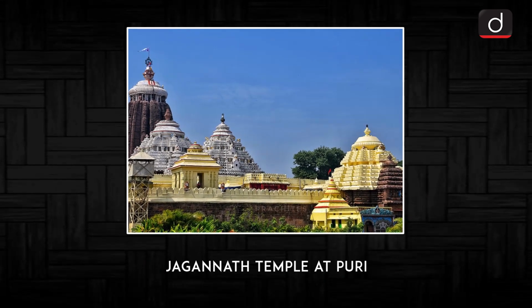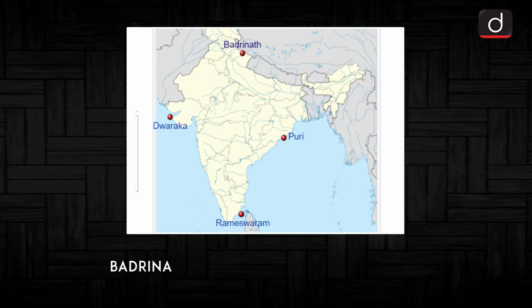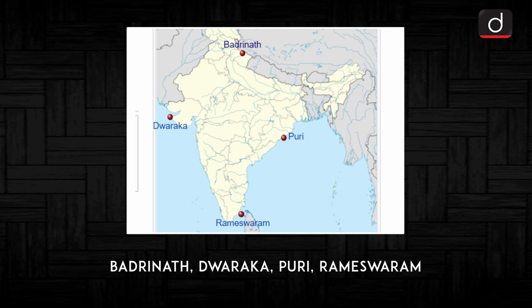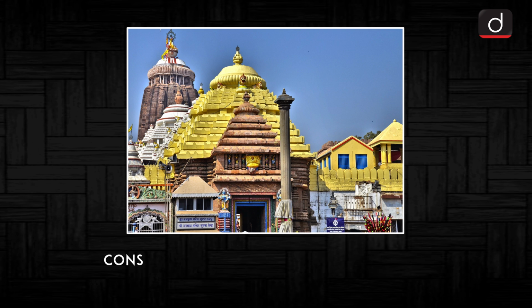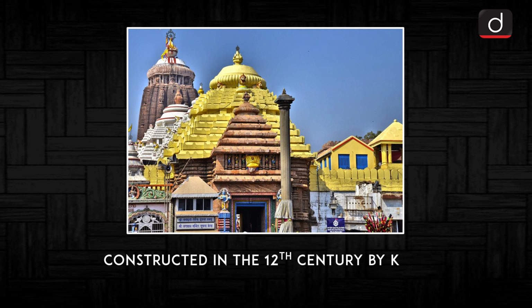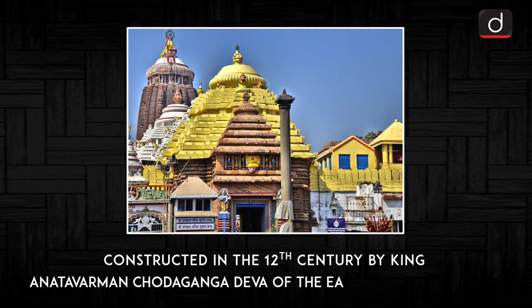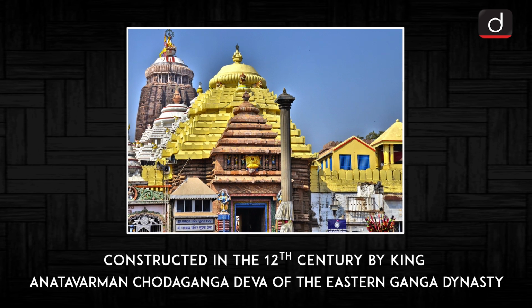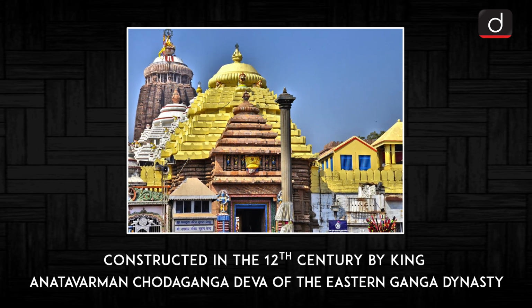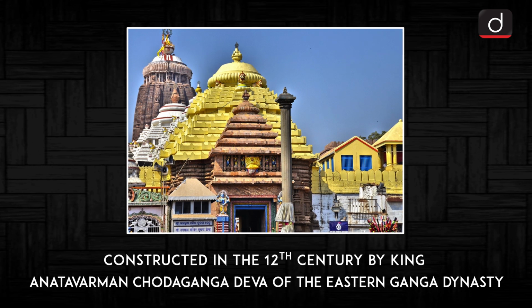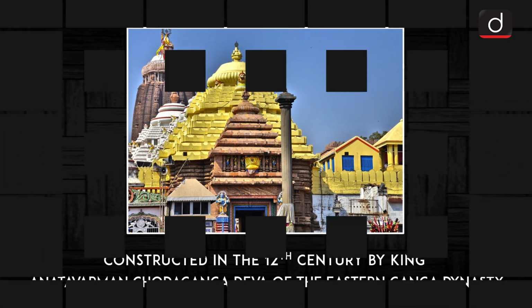The temple is part of Char Dham, Badrinath, Dwaraka, Puri and Rameshwaram, pilgrimages that a Hindu is expected to make in one's lifetime. The temple is believed to be constructed in the 12th century by King Anantavarman Chodaganga Deva of the Eastern Ganga dynasty. The temple is famous for its annual Rath Yatra or chariot festival.